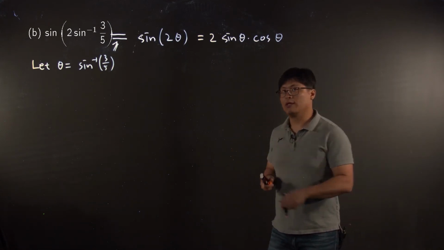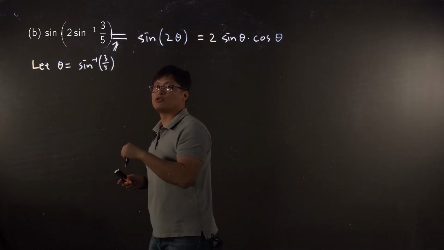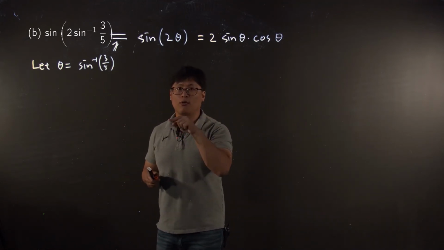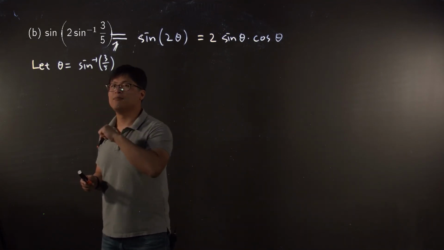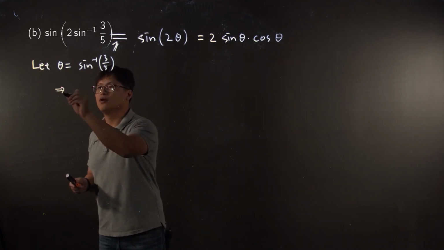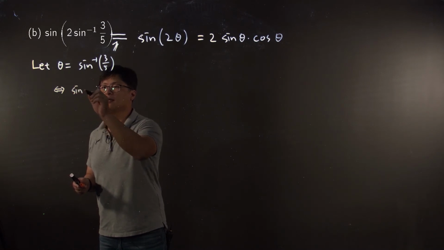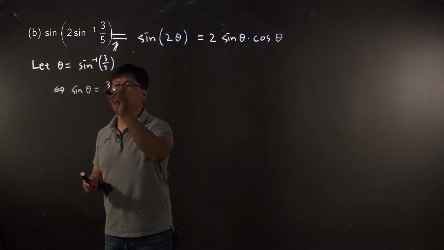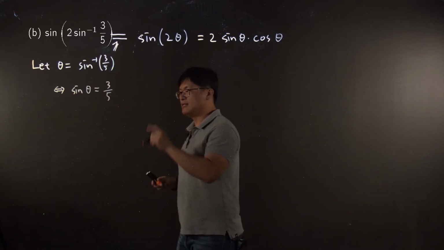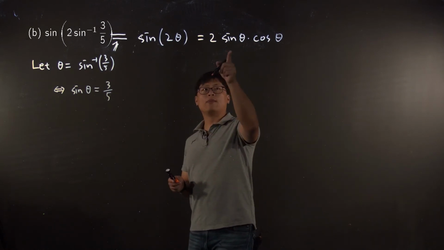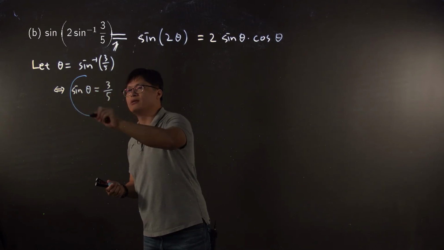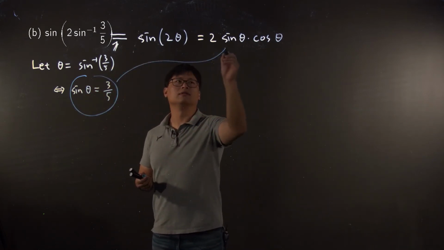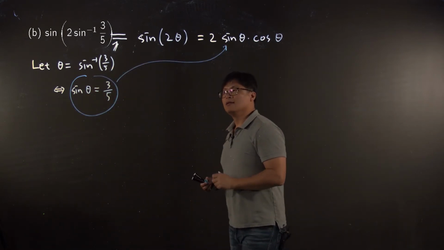Okay, let's do it. Let's start from here, because we have to construct the correct right triangle. By the definition of the sine inverse function, we can say sine theta is equal to 3/5. Is it okay? But wait a minute, first of all, we already finished the first part. Then now let me come back.